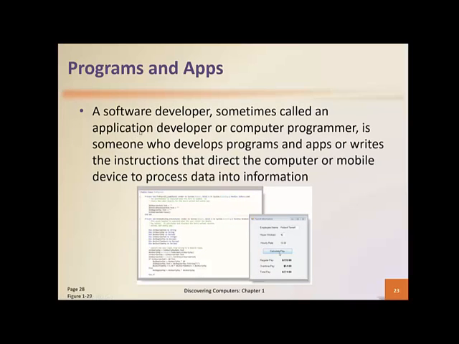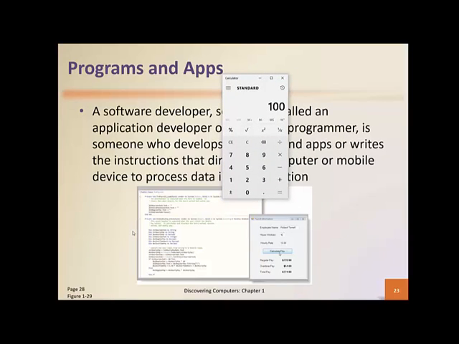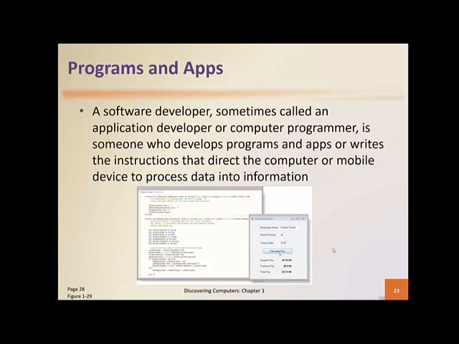A software developer, sometimes called an application developer or computer programmer, is someone who develops programs, writes apps, or writes the instructions that direct a computer or mobile device to process data and information. Just like before, someone programmed this calculator to say, okay, when he types these things, perform the computation that he asked for. So when I type 55 plus 45, someone wrote this and said, add these two things together and give him the result. So a computer programmer came up with even that basic piece of software.